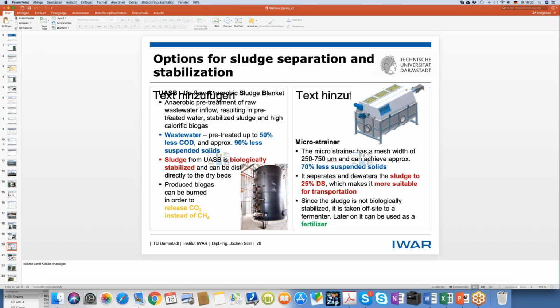I think you can see the upflow sludge blanket anaerobic pre-treatment of this raw water. This barrel can take about 70 to 80 cubic meters per day. We reduce COD by 50% and 90% less suspended solids.